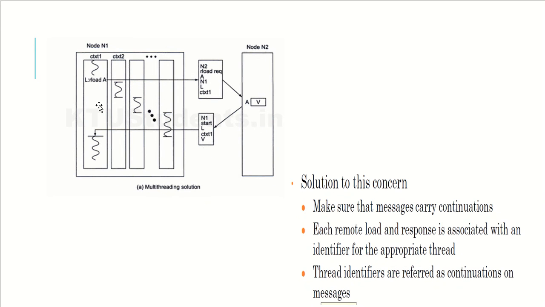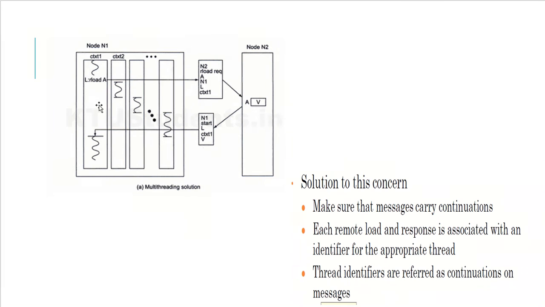So what can be the solution for the concern that we have observed? First thing is to make sure the messages carry continuations, which means when you have a load to happen, you should be very clear on where to resume the execution. So that is the first thing. Each remote load and response is associated with an identifier for the appropriate thread. So you should have an identifier which identifies which remote load is concerned with which process or which thread.